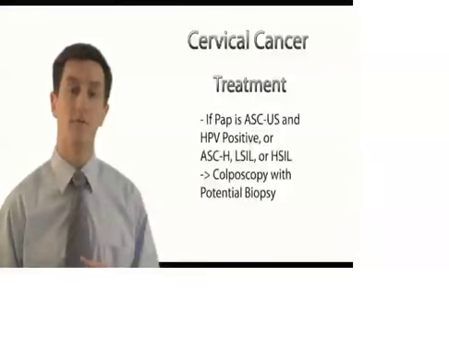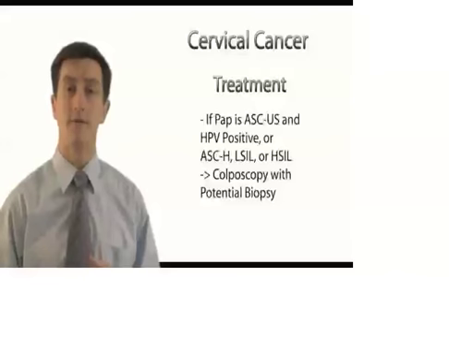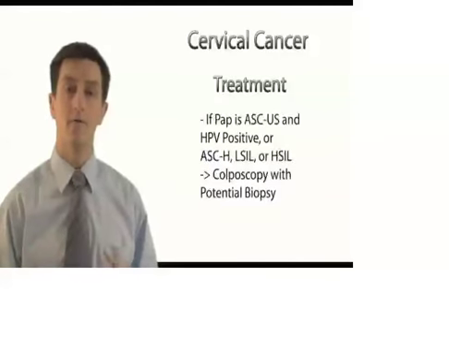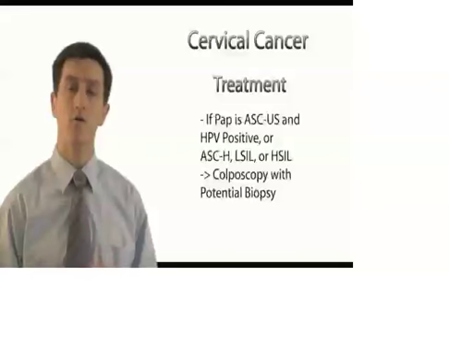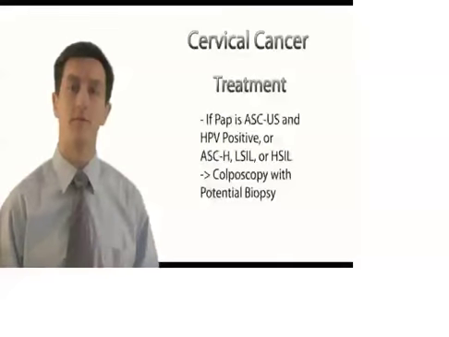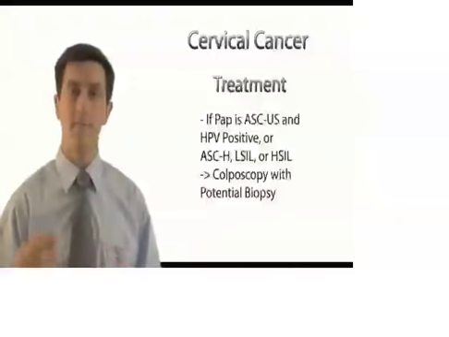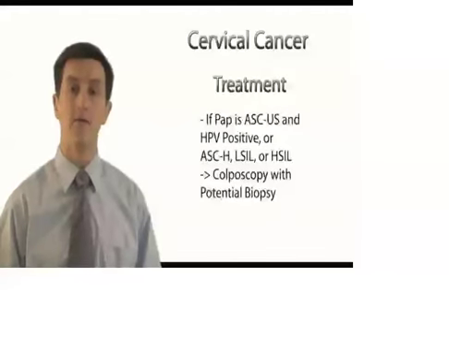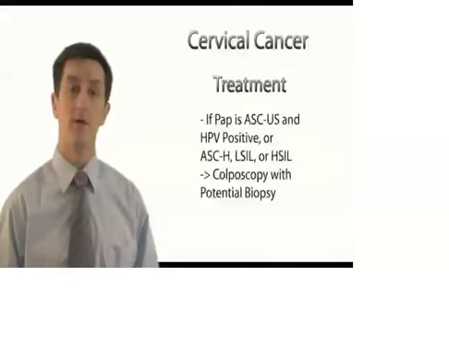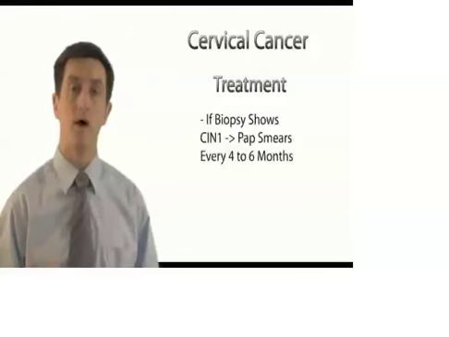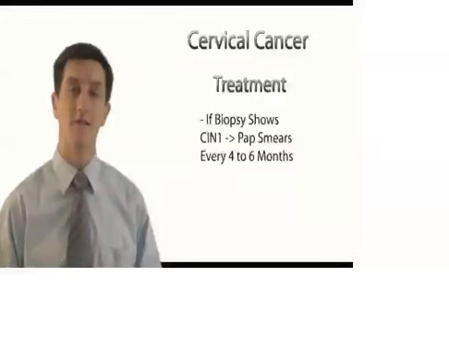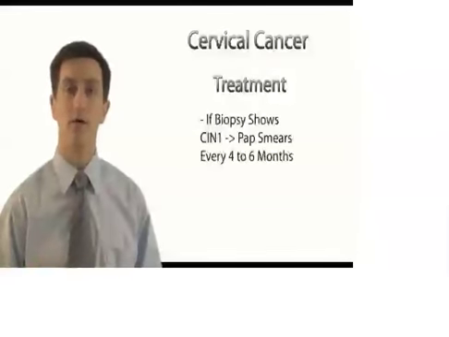Now, if you have atypical squamous cells of undetermined significance with HPV positivity, or atypical squamous cells of high-grade significance, low-grade squamous intraepithelial lesion, or high-grade squamous intraepithelial lesion, all of those are going to go to colposcopy as discussed earlier. Now, if a biopsy is done at colposcopy and you have cervical intraepithelial neoplasia first grade, or CIN 1, those are going to be routinely followed with a pap smear, usually every 4 to 6 months, until 3 negative pap smears are obtained, at which point you would undergo routine pap smear screening every year.